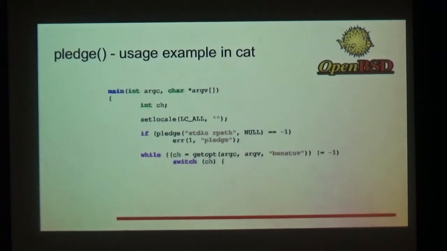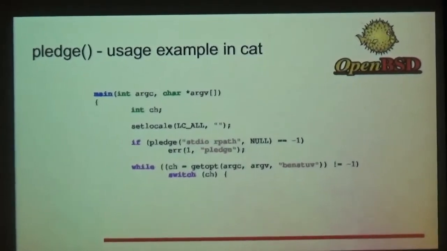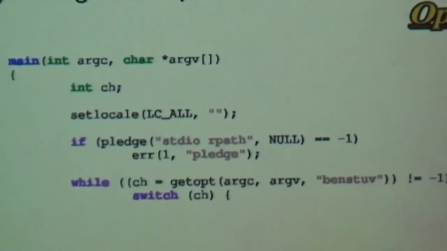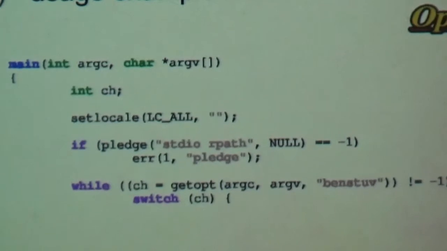So here we have a usage of Pledge in a simple program called cat. We just analyze the code. We know that cat doesn't do anything fancy. It just opens some file, it just writes to stdout or to a different file. So we need only two promises, stdio and rpath.